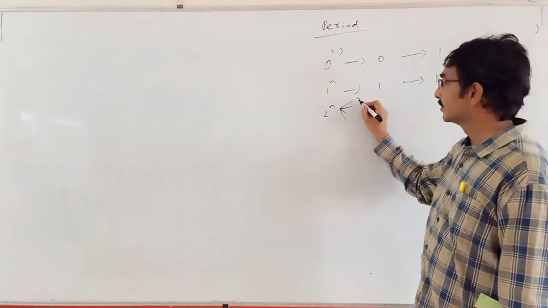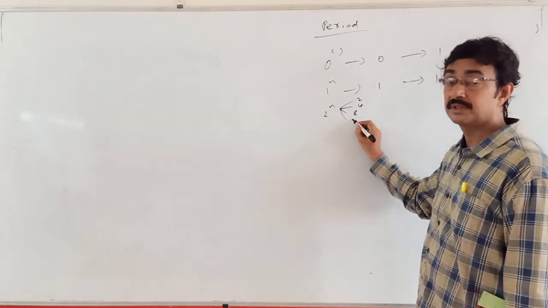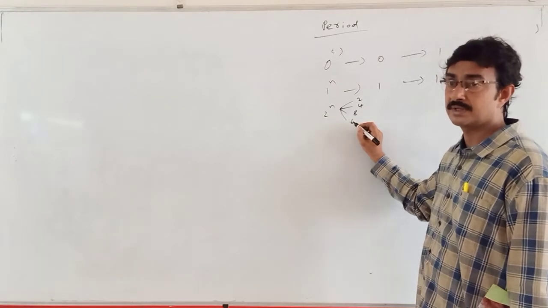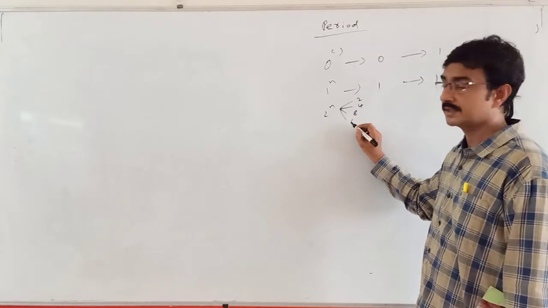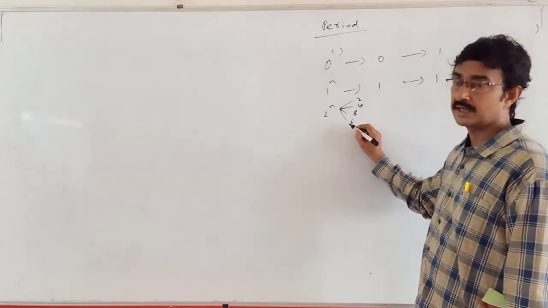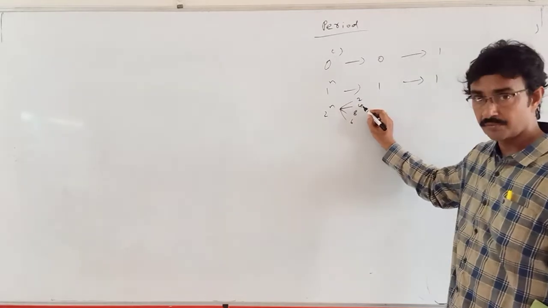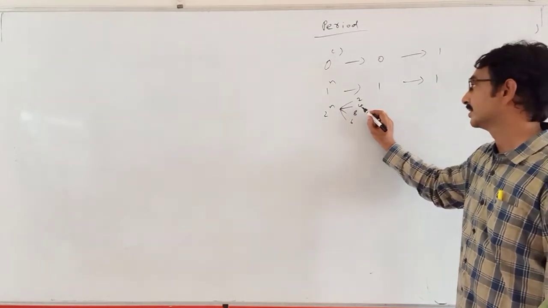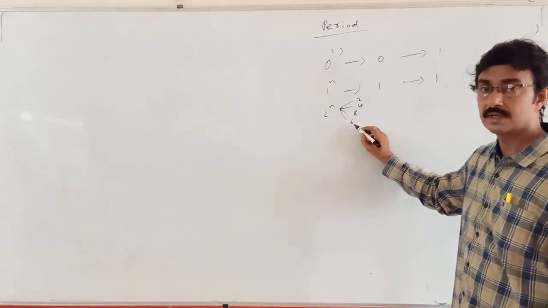2 power 1 is 2, 2 squared is 4, 2 cubed is 8, 2 power 4 ends with 6; only take the last digits. 2 power 4 is 16, 6 is the last digit. 2 power 5 is 32, 2 power 6 is 64, 2 power 7 is 128, into 2, 256.